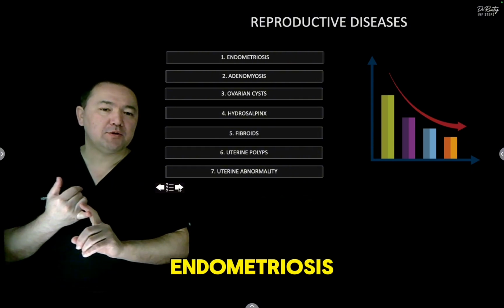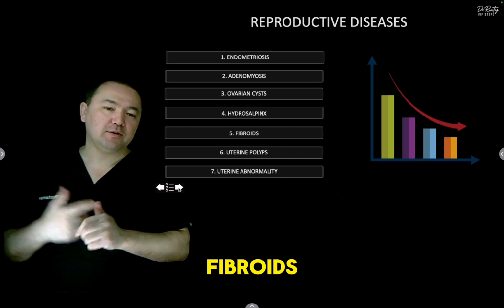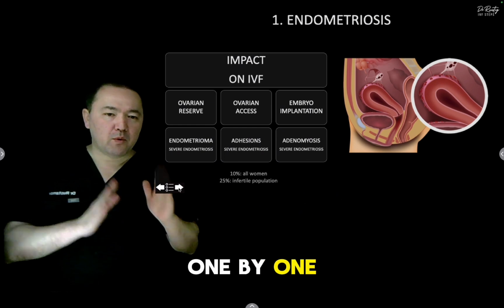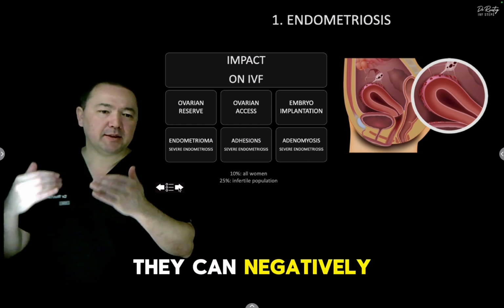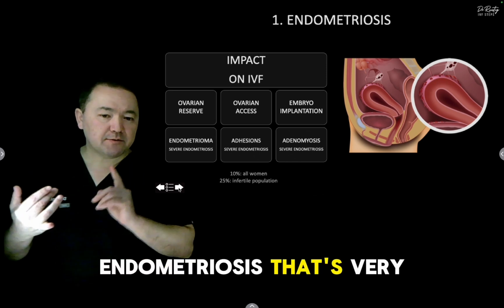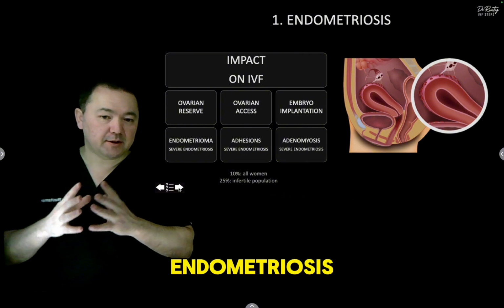So these are endometriosis, adenomyosis, ovarian cyst, hydrosalpinx, fibroids, uterine polyps, and uterine abnormality. I will go one by one and explain how they can negatively impact your IVF treatment cycle. Endometriosis, that's a very common condition. Approximately 25% of patients with infertility have endometriosis.